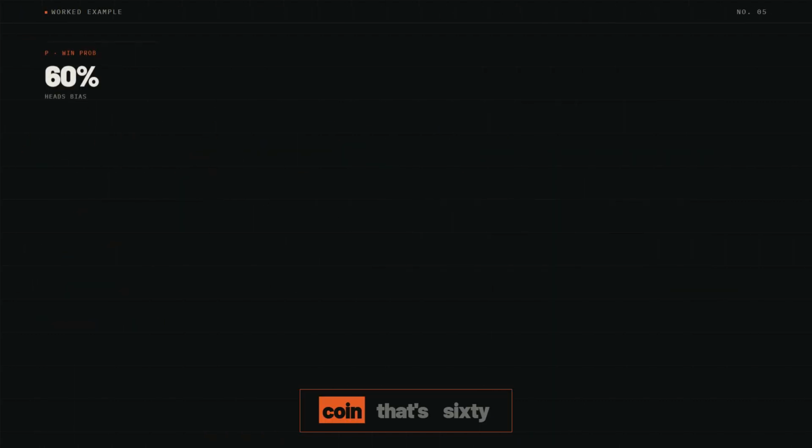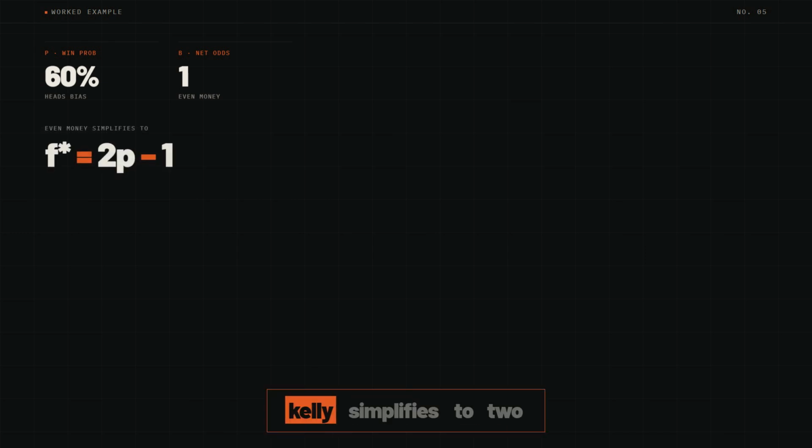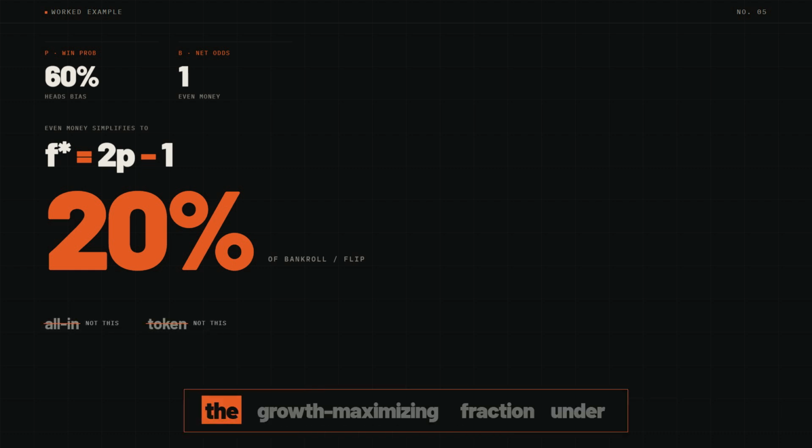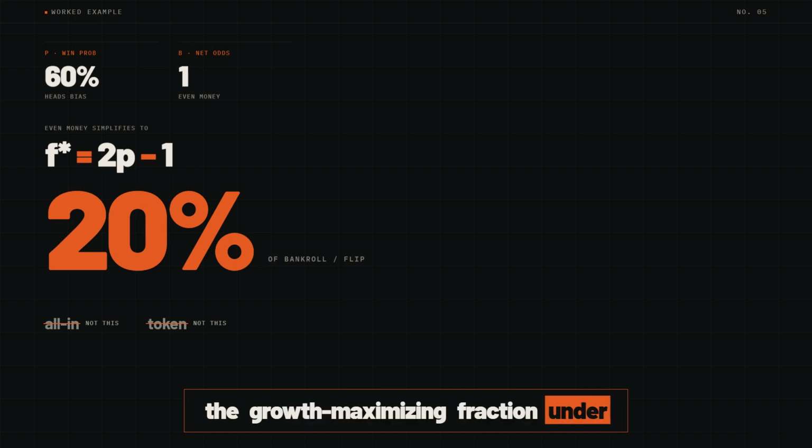Take an even money coin that's 60% likely to land heads. For even money, Kelly simplifies to 2P minus 1. Plug in 0.60, and you get 20%. Not everything. Not a token amount. 20% of bankroll each flip, the growth maximizing fraction under the model.